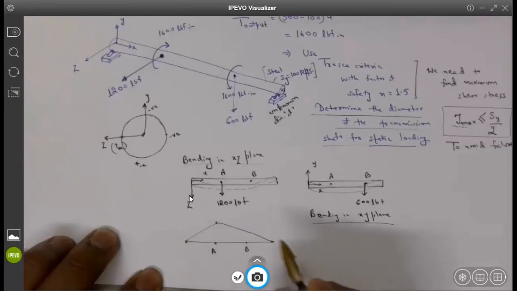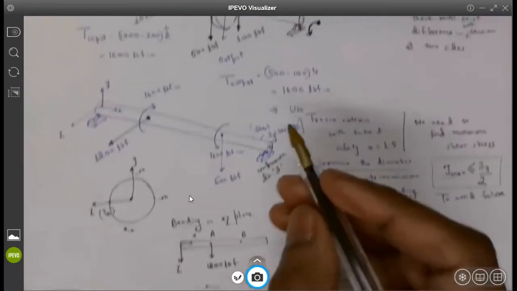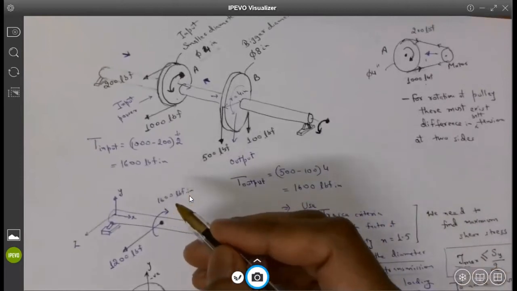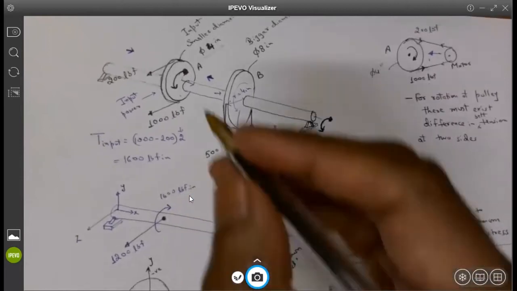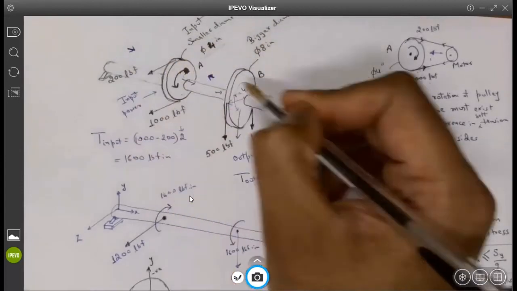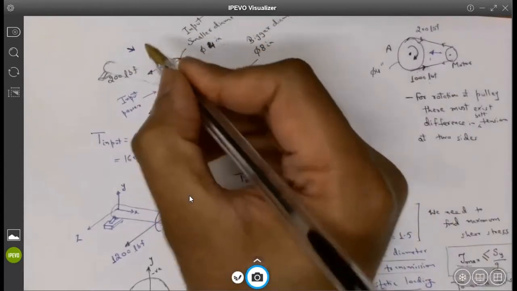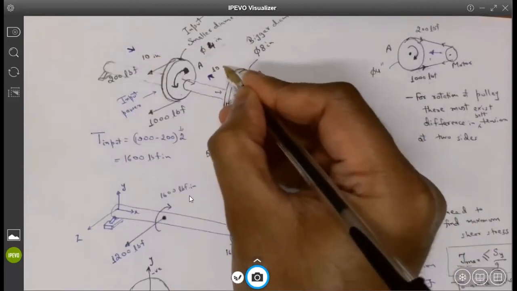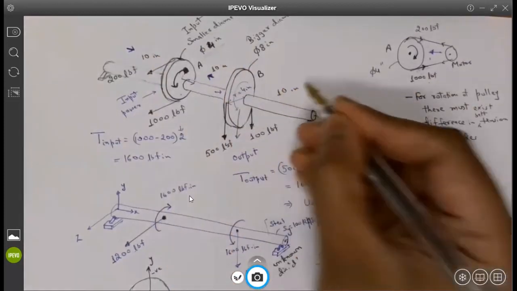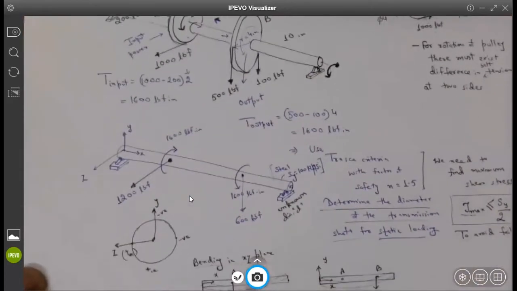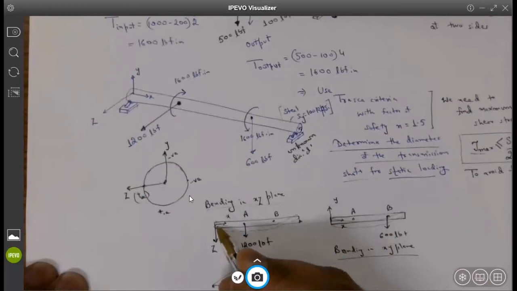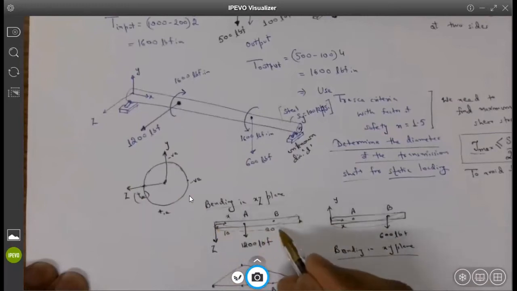I need to find the reactions. I didn't specify the distances, so the distances are, I believe, in the slide. Can somebody tell me what the distances are for each section? It was all 10 inches. Yeah, 10 inches. Okay. So what will be the reactions at the supports? What will be the reaction due to the 1200 pound force at this support and this support? If all are 10 inches, this is 10 inches and this is 20 inches.